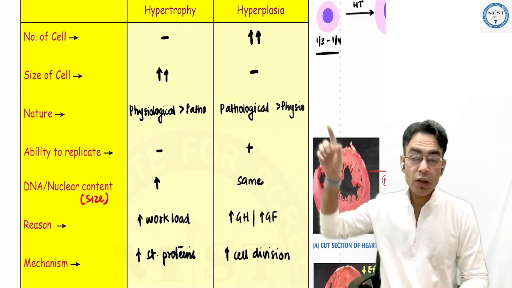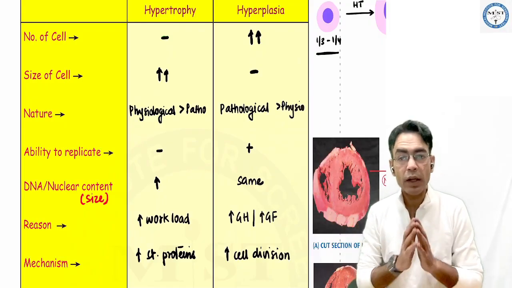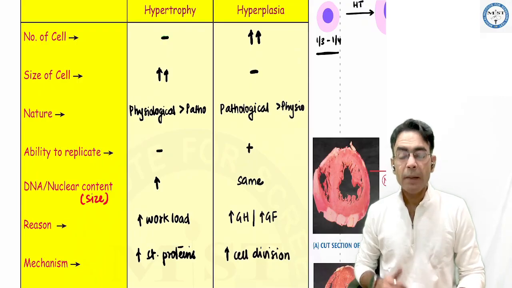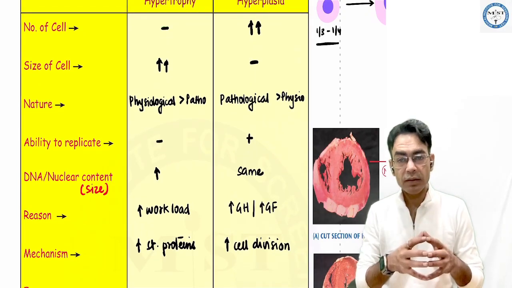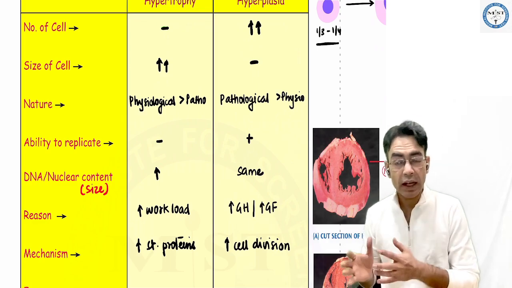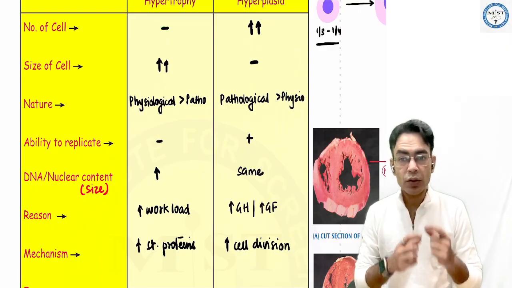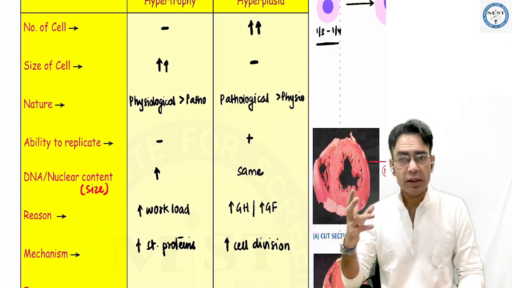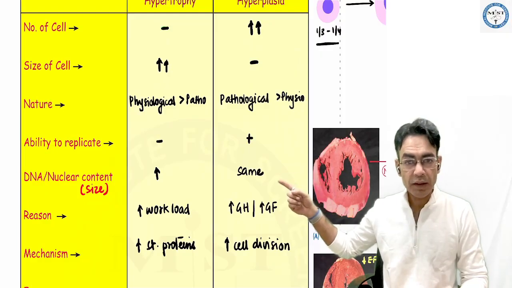Any cell which has to undergo hyperplasia, increase in number of cells, should have the ability to replicate. Otherwise, it won't show hyperplasia. The nuclear content in hypertrophy itself increases because the cell size increases. It is more physiological type of a cell even after having hypertrophy. So any normal cell will maintain the NC ratio, that is 1 is to 3. So if the cytoplasm is increasing, the nuclear content also increases, whereas there is no change in hyperplasia.